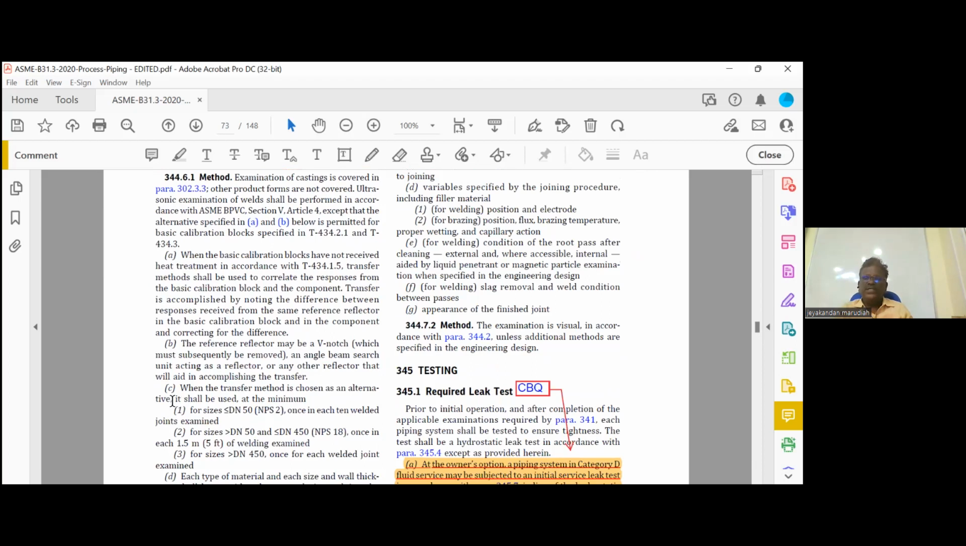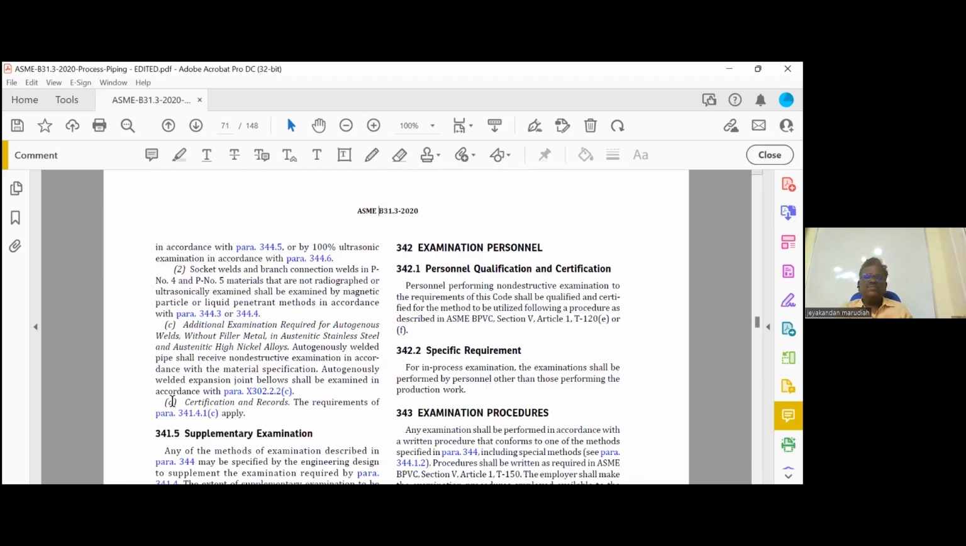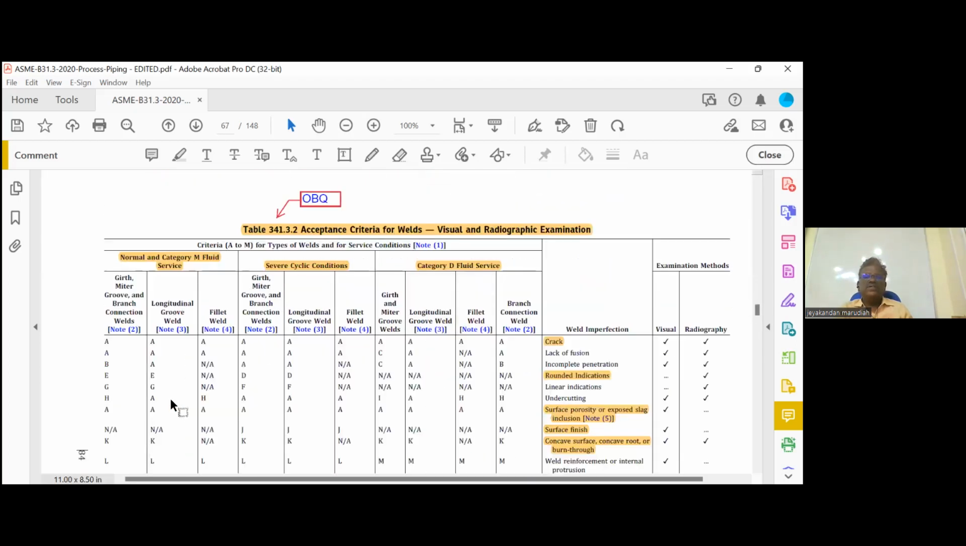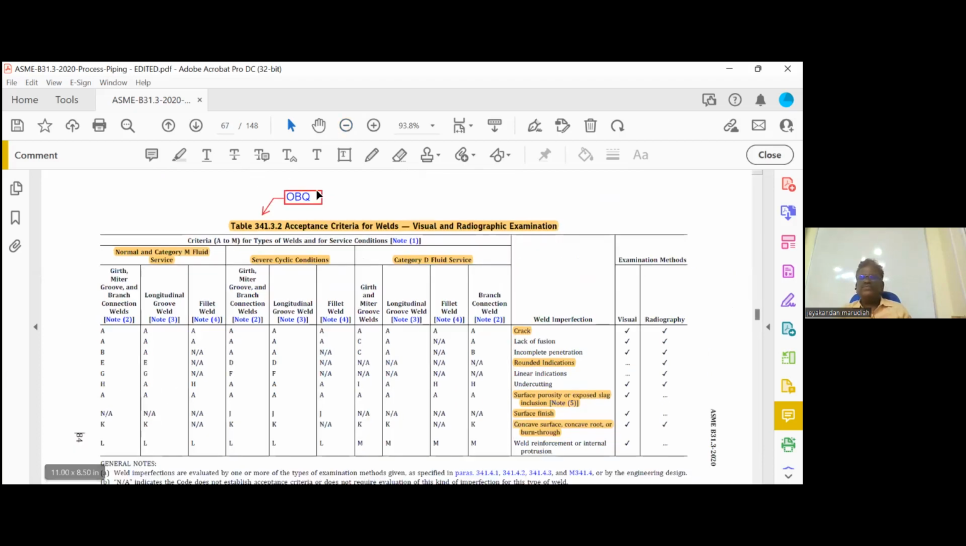So before completing testing, we will go to the radiography acceptance criteria. So please come to page number 84. Maybe in the exam, there may be one open book question from this acceptance criteria. Now, this table is applicable for visual and radiography. For both, this table is applicable.